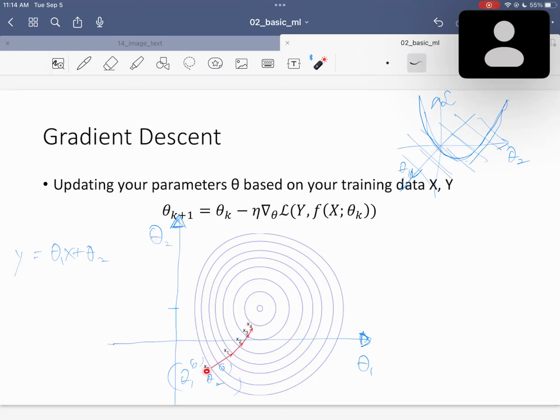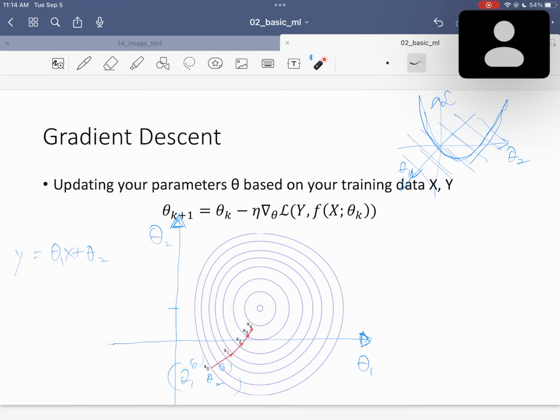So you start from here, with specific values for theta 1 and theta 2, and then you're at another specific value for theta 1, theta 2, here, then here, and lastly here. Hopefully at some point you will get to where theta 1 is this value and theta 2 is this value. Then you're at the minimum. That is what gradient descent is. You're updating your parameters based on your training data x, y.